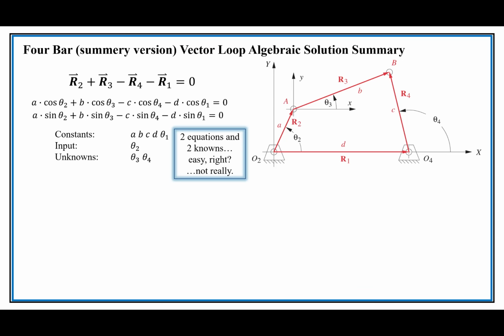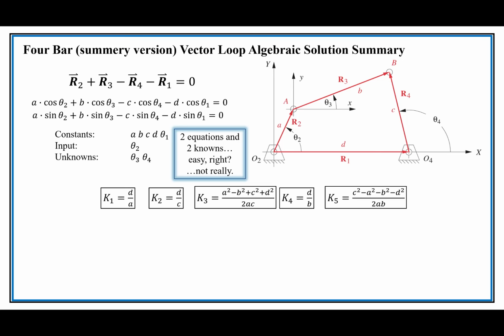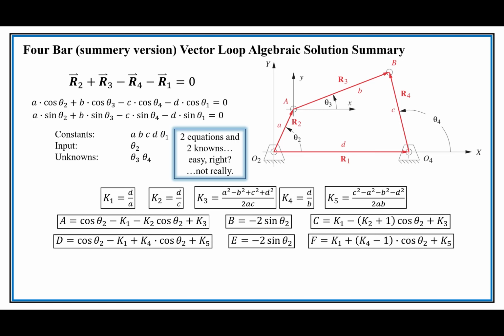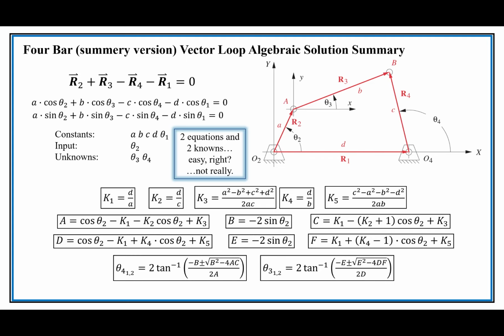We find out that that's difficult to do. Two equations, two unknowns should be easy, right? But it turns out not to be. So here are the equations you need to solve this. You need these 5 different K's, 1, 2, 3, 4, 5, and then A, B, C, D, E, and F applied to these 2 equations.